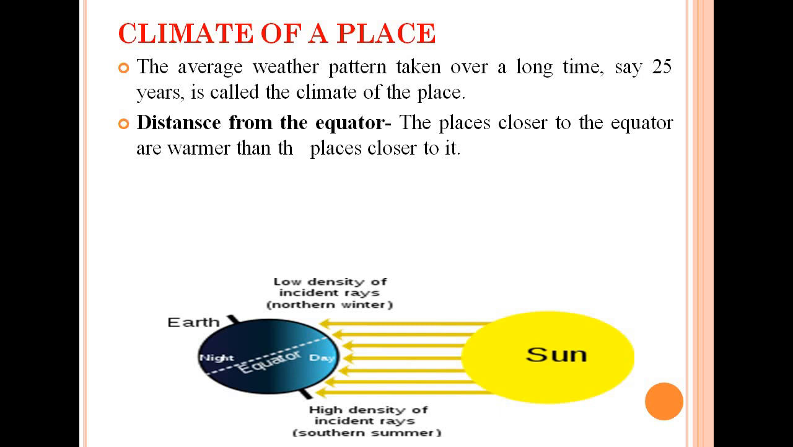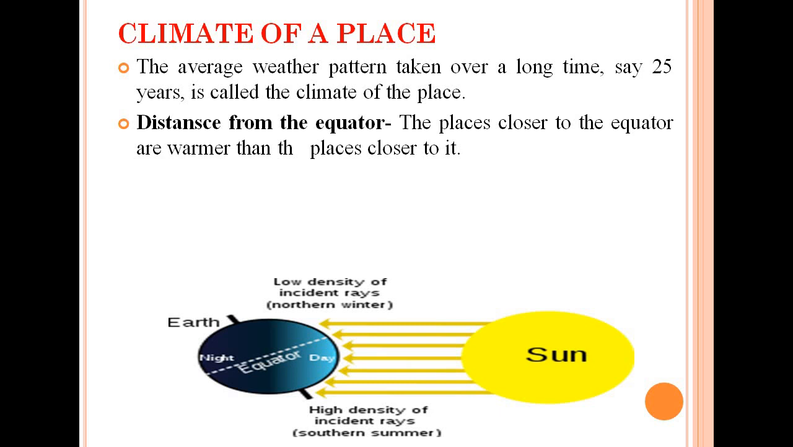Now, we have discussed till here the factors that affect the climate of the earth as a whole. Now, we are going to discuss the climate of a place. So, first of all, we should know what climate is. On the earth, the climate of a place depends on many factors such as the distance from the equator, height above sea level, distance from the sea and the mountains, and so on.